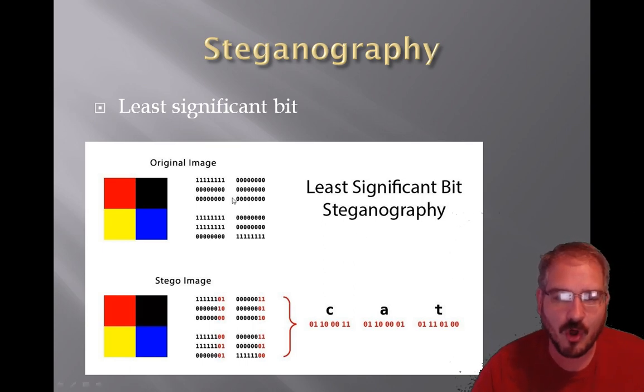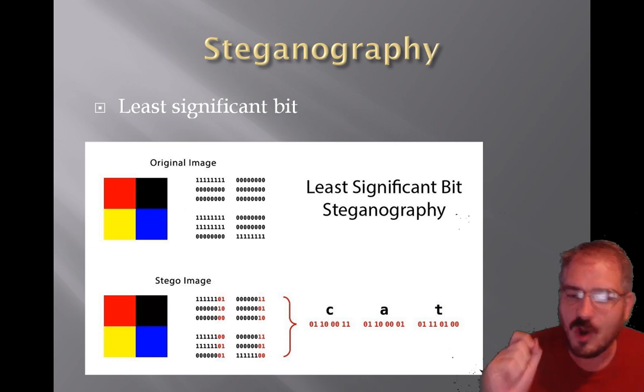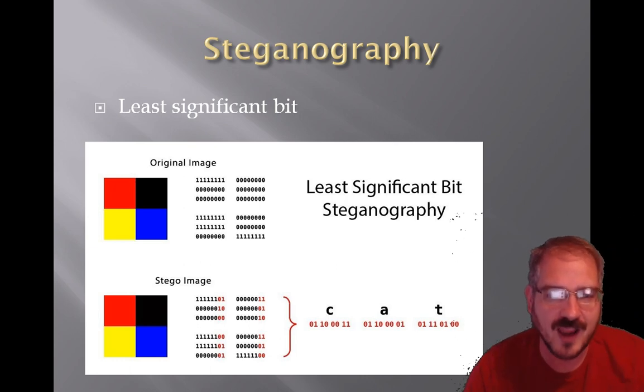Now we'll do that with all the pixels in this image. So 6 bits of information here, 6 bits of information here, 6 bits of information here. And now we have 6, 12, 18, 24 bits of information hidden within this 4 pixel image. And it's changing it ever so slightly, but nobody's going to notice using the human eye that those colors are slightly off.